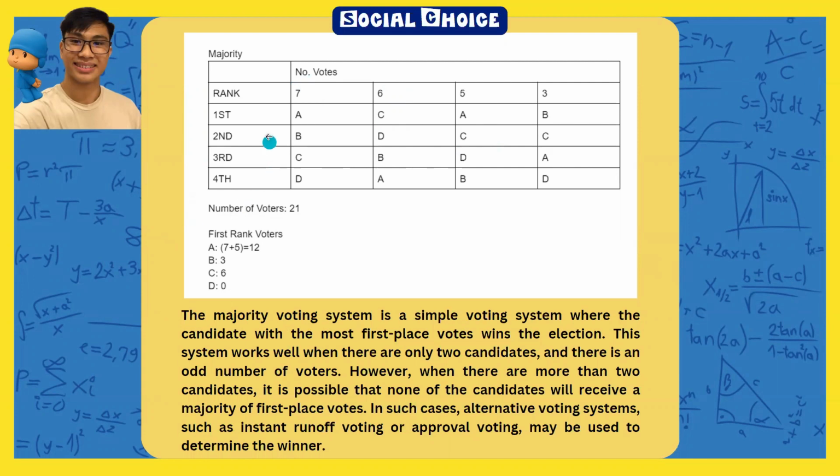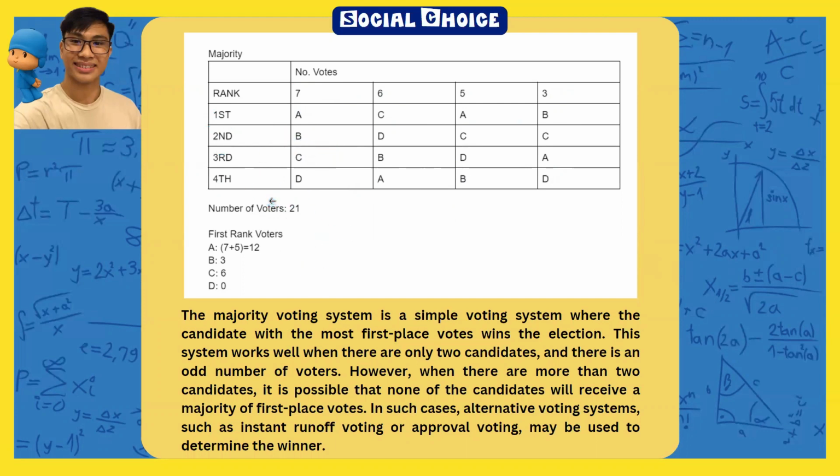So makikita natin dito, sino kaya yung pinakamaraming first place votes? Dito, si A may 7 votes na first place, si C may 6, si A meron ulit 5, tapos si B may 3. Si letter D mukhang hindi ata siya nag first place kasi hindi siya paborito. So makikita natin dito yung number of votes is 21.